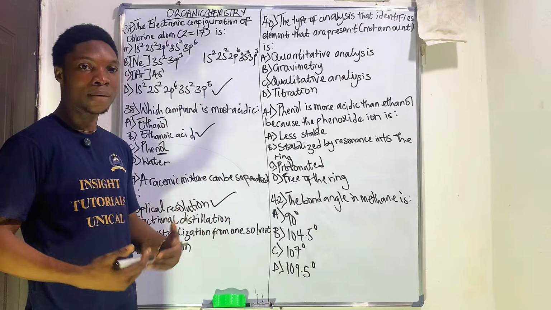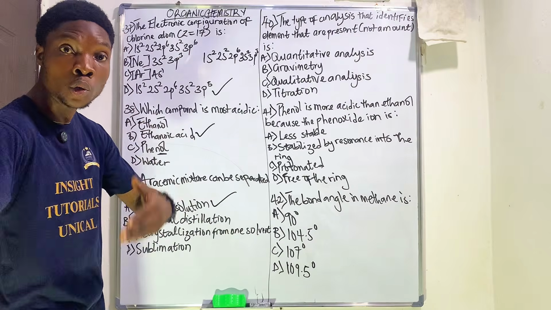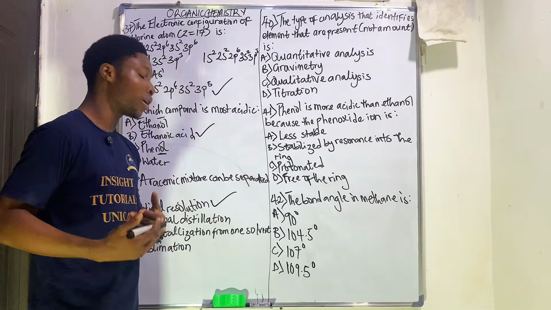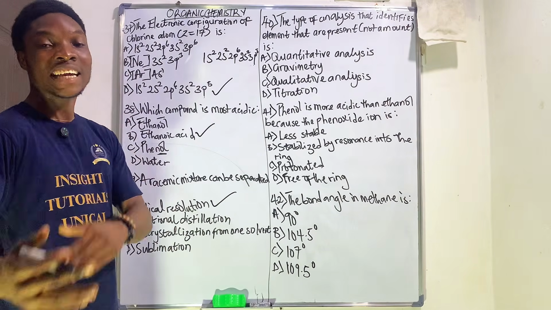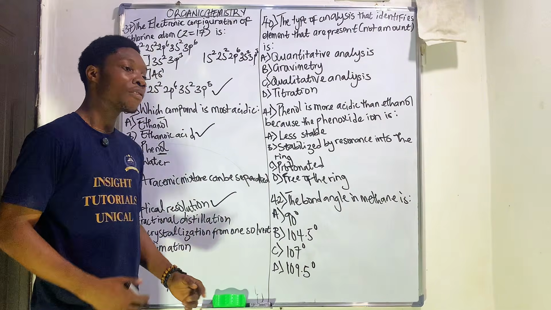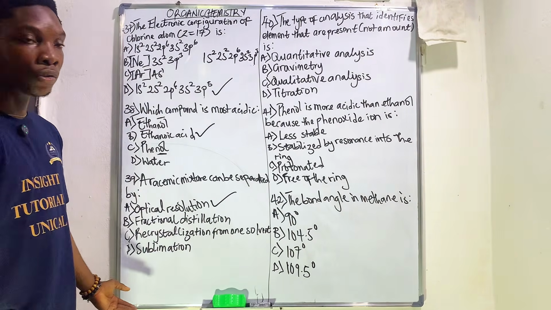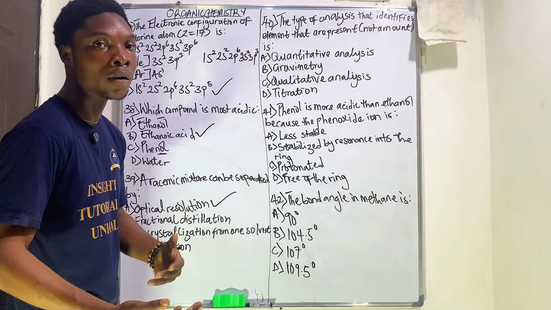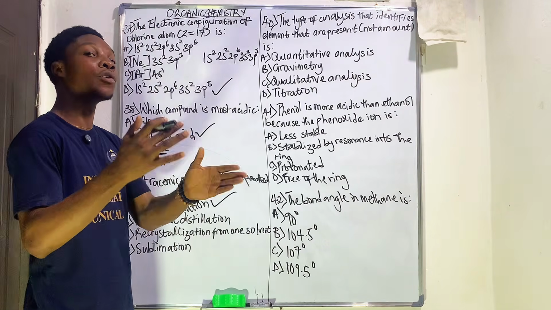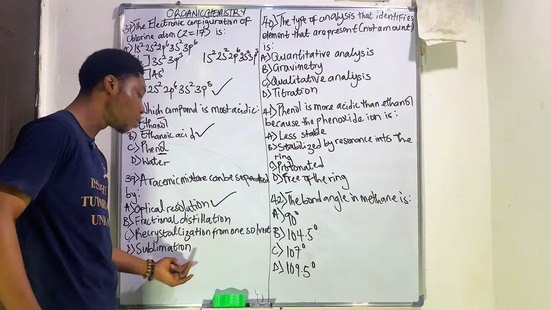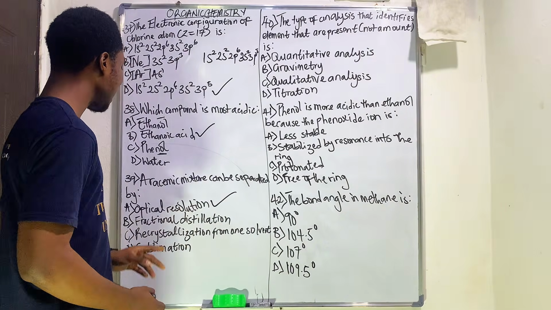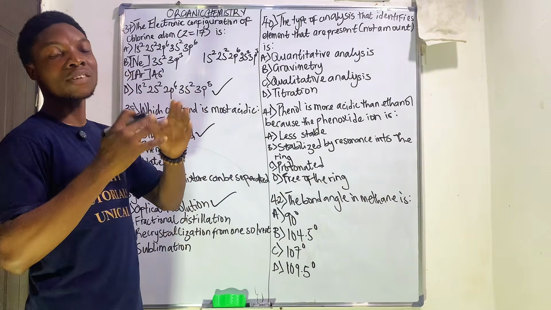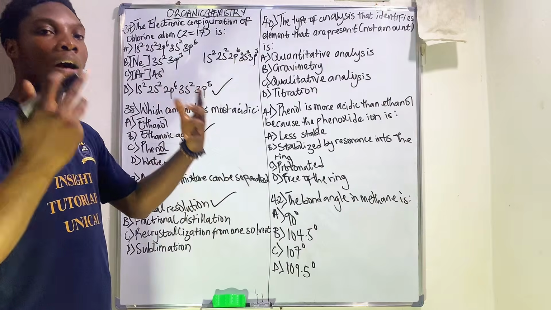Recrystallization, the same thing. They have the same solubility, so we cannot use recrystallization. They have identical solubility. They also have identical volatility, because for sublimation the substance has to be volatile, right? And both of them will have the same volatility range, so we can also not use sublimation. So the correct answer is optical resolution, since enantiomers will have different optical activities.